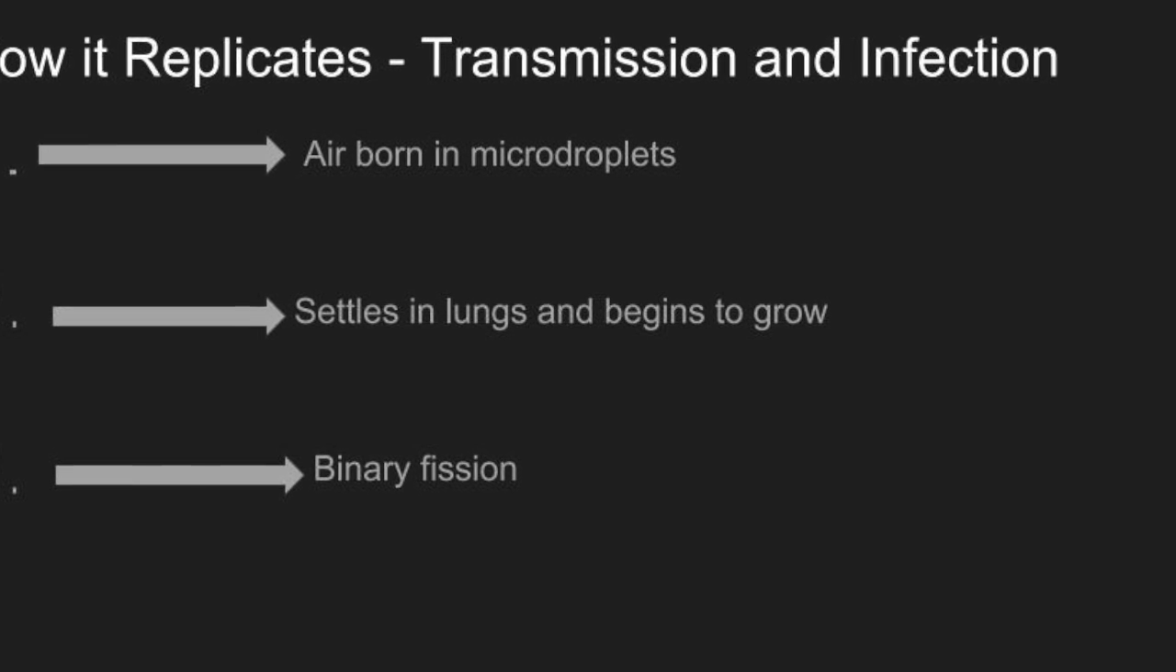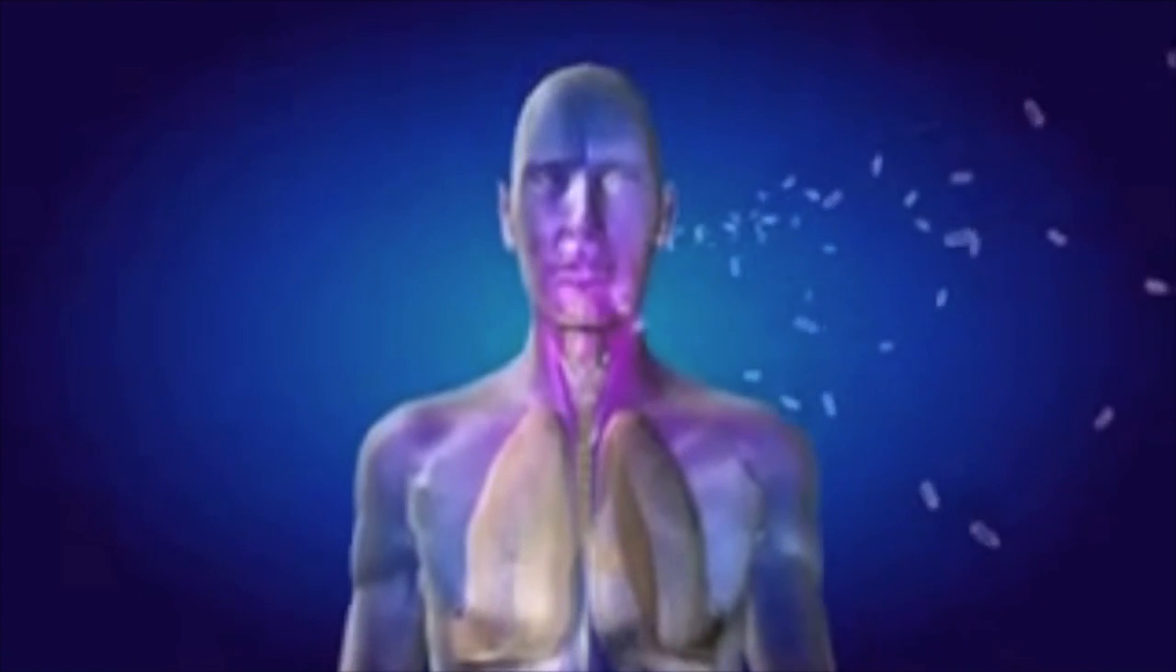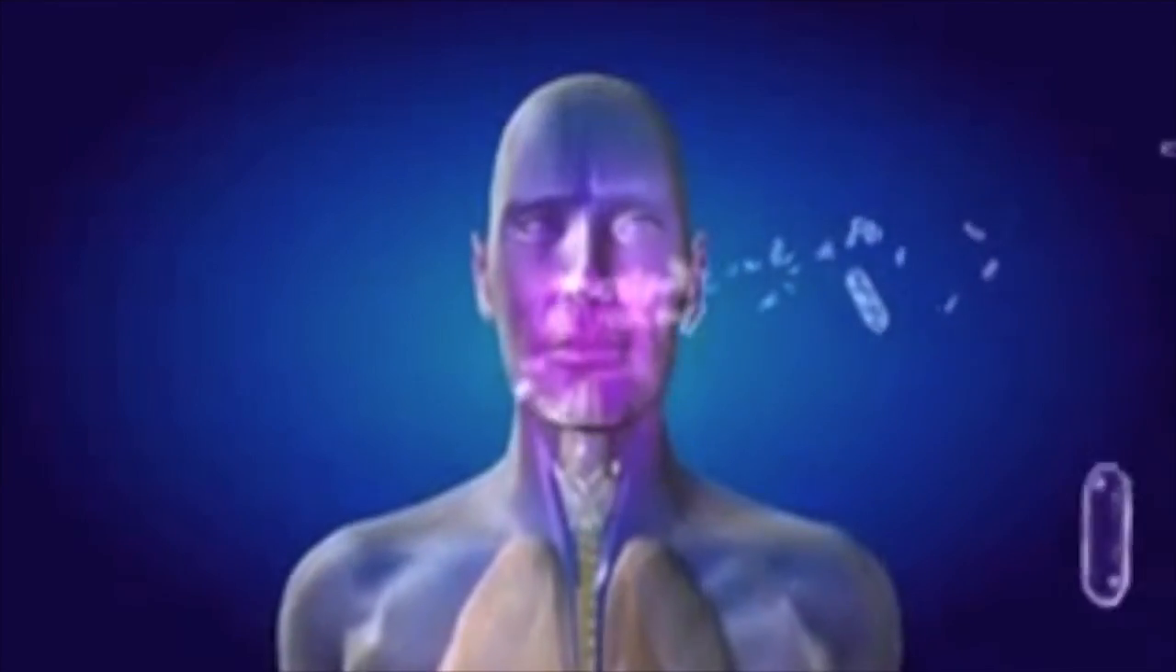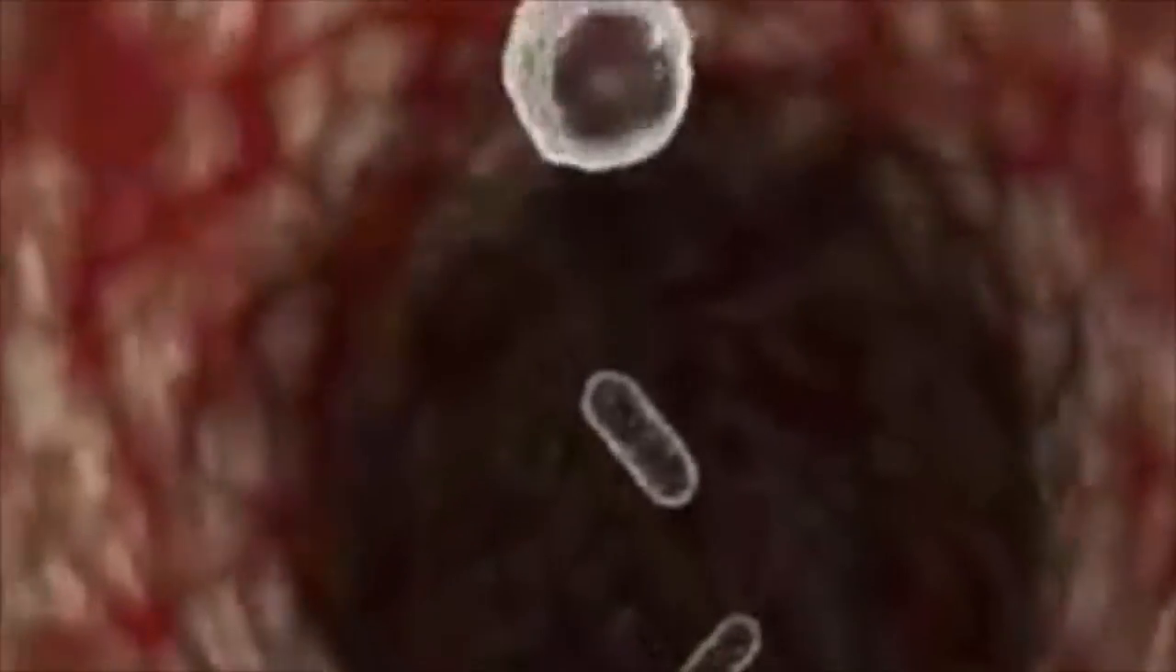Furthermore, TB replicates via binary fission within a host cell. Binary fission is when a bacteria replicates its DNA within itself, then separates the DNA to either pole of the cell until cross walls are completely formed. Once that is done, 2 daughter cells are created, and this process keeps repeating.